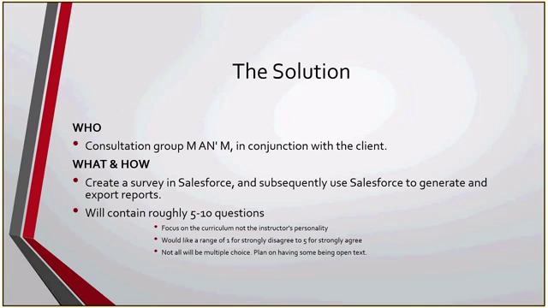The actual content will be roughly 5 to 10 questions. We want to stress the importance of focusing on the curriculum and not the instructor's personality. We would like our questions to be a range of 1 for strongly disagree to 5 for strongly agree. While researching Salesforce, we found that the options they have for the type of questions is limited, and we don't get much flexibility with each type. Putting that aside, not all questions will have this option. We plan on having at least one being open text. That way students can openly give feedback.